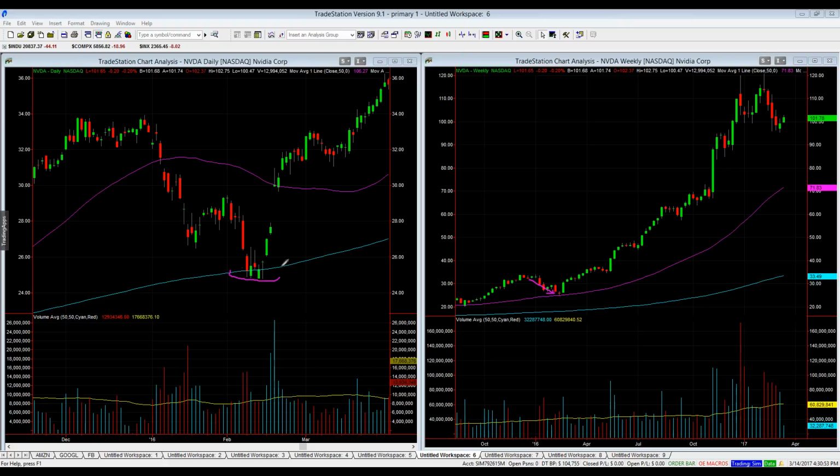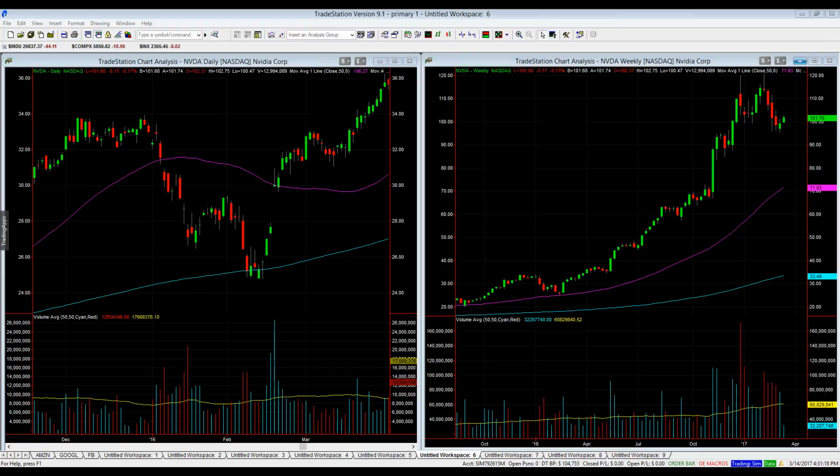Notice here on the daily chart, we get that time frame collision again. Beautiful test at the 200-day moving average, which is doing what? It's upsloping, coincides beautifully with a test on the 50-week moving average, which is also upsloping, as well as the 200-week, which is sloping higher.